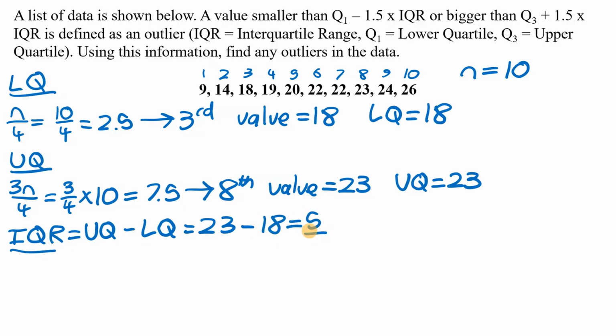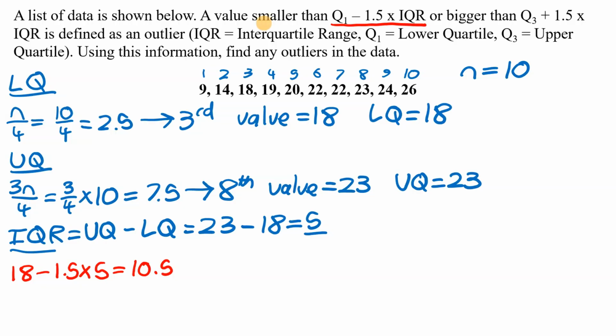So this is the interquartile range, okay? So now we need to find the outliers. So let's start with this one here. So it's Q1, which is the lower quartile, so this is 18 minus 1.5 times the interquartile range, which is 5. And if you put this into your calculator, this is equal to 10.5.